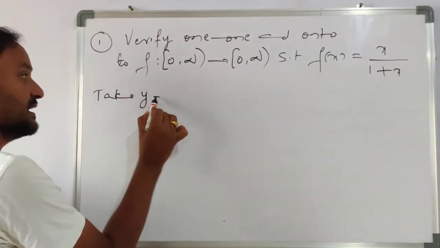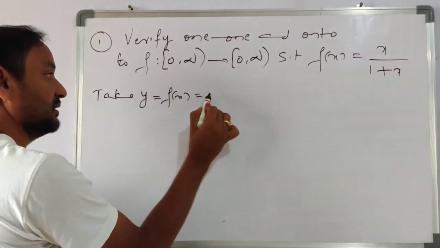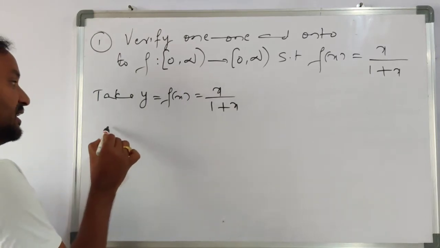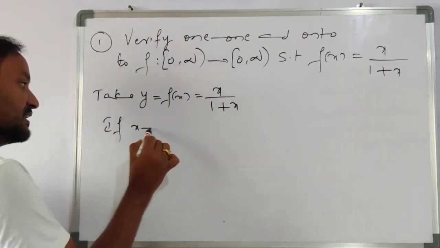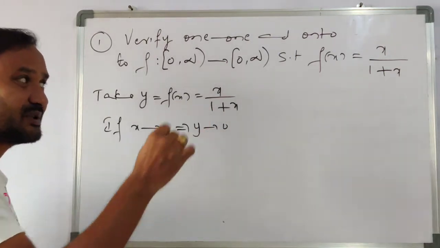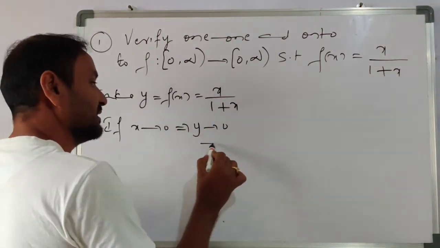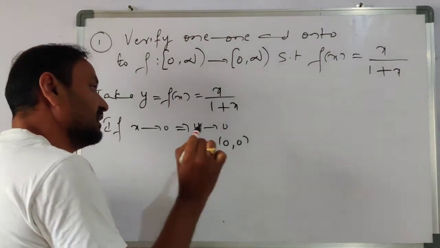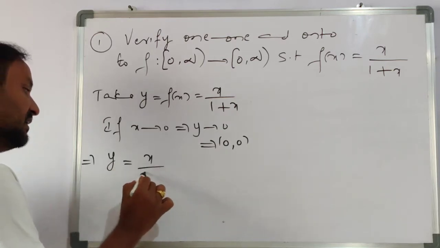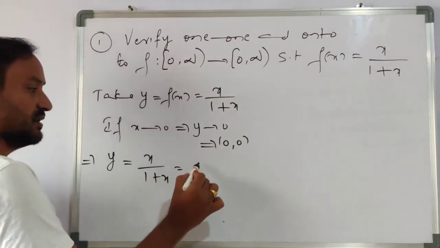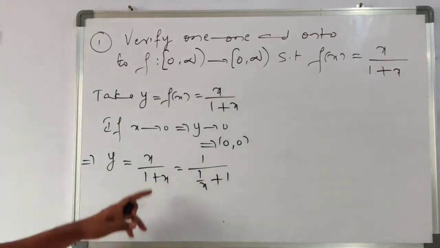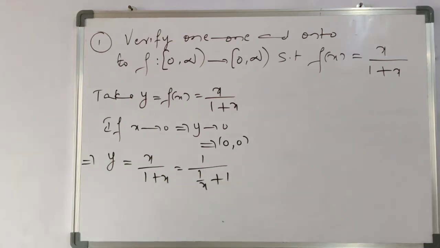Take y is equal to f of x is equal to x by 1 plus x. At 0 you observe this: if x tends to 0, that implies y also tends to 0. So the graph is passing through origin, that means you take like this, 0, 0. And also here y is equal to x by 1 plus x, which is also equal to 1 by 1 plus 1 by x, taking x common in the numerator and denominator.